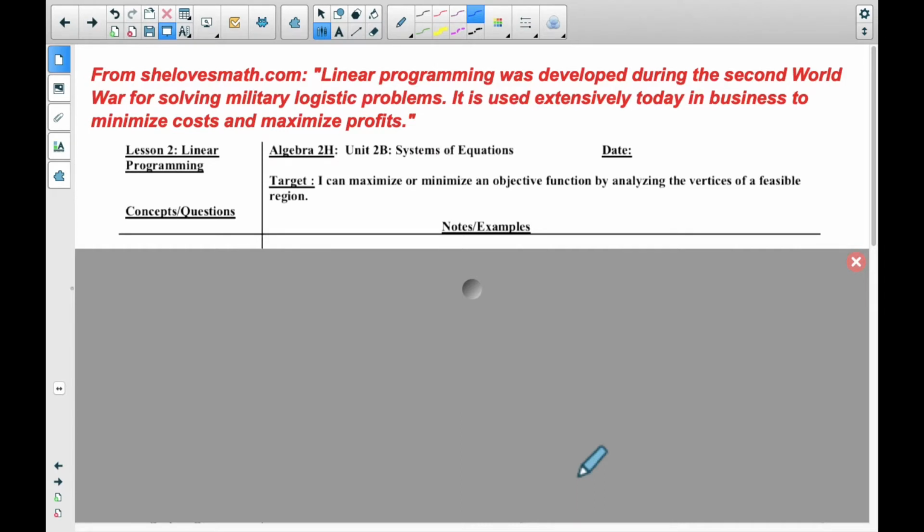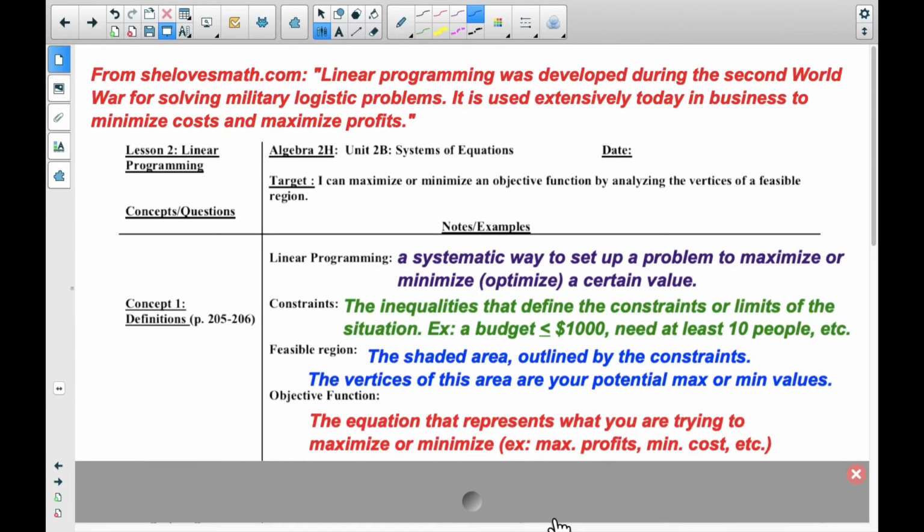I mean, is everyone going to be into logistics? No, but you have problems. There will be problems in life that you're trying to maximize certain things or minimize certain things. And so this is an example of how to do that. When we talk about linear programming, there are some vocabulary words that are new to us, and so let's just take a few minutes to go through that.